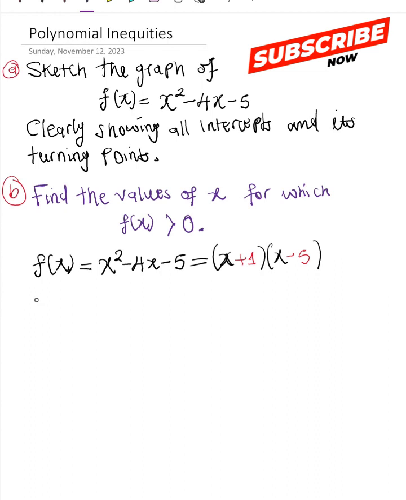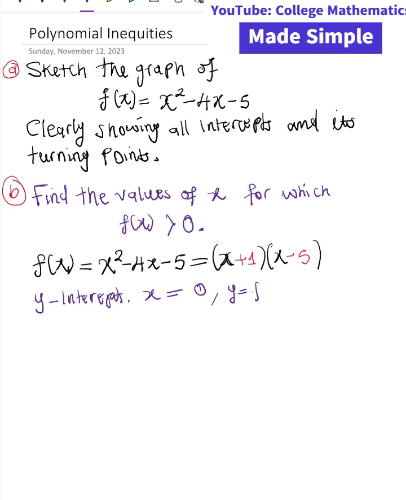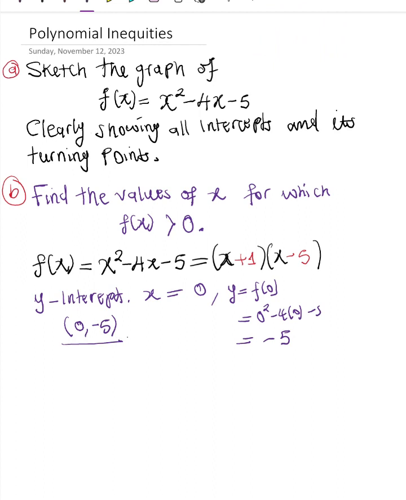Let's start with the y-intercept. On the y-intercept, x is equal to 0. Therefore, we are going to say y is equal to f of 0, where in this function where there is x, we put 0. So you can see that this is 0 squared minus 4 multiplied by 0 minus 5, which is negative 5. So this function is going to pass through 0, comma, negative 5. All right, so we have the first point.